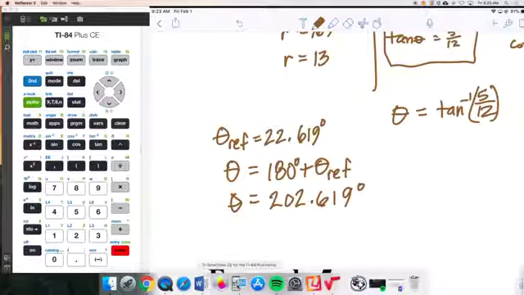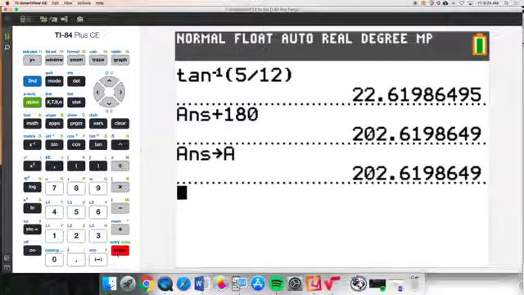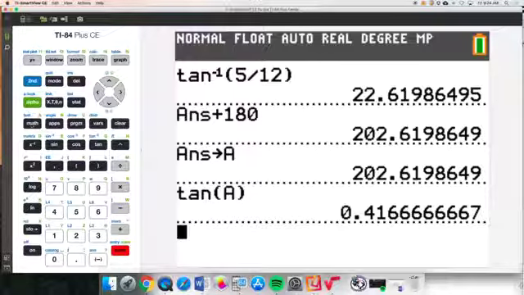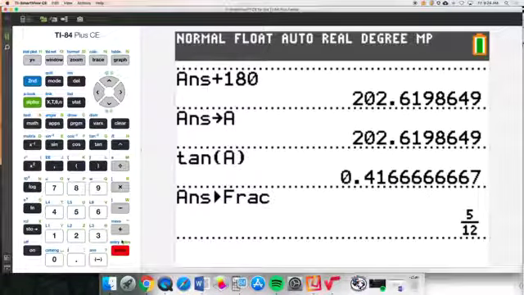Okay, so we can check now, right? Let's check. Go to the calculator. I'm going to store this one as alpha A. If I take the tangent of that angle with all the decimals stored, even though the calculator didn't give me that angle, it gave me 22, I can take the tangent of that angle that I found, and I should still be able to get 5/12. So there's a decimal. If you hit math, enter, you'll see it's 5/12.